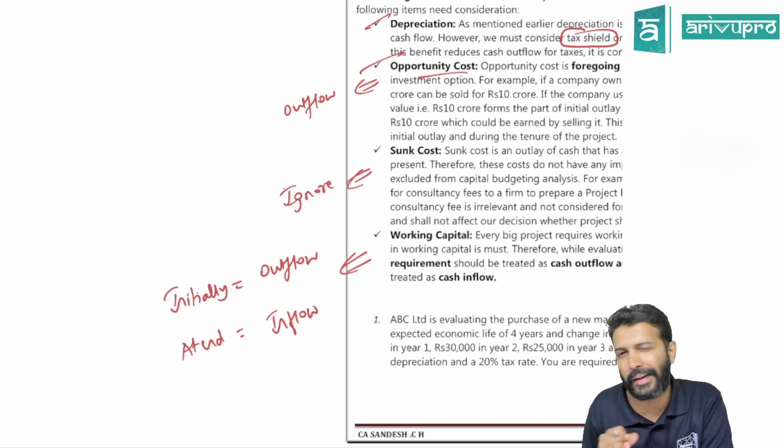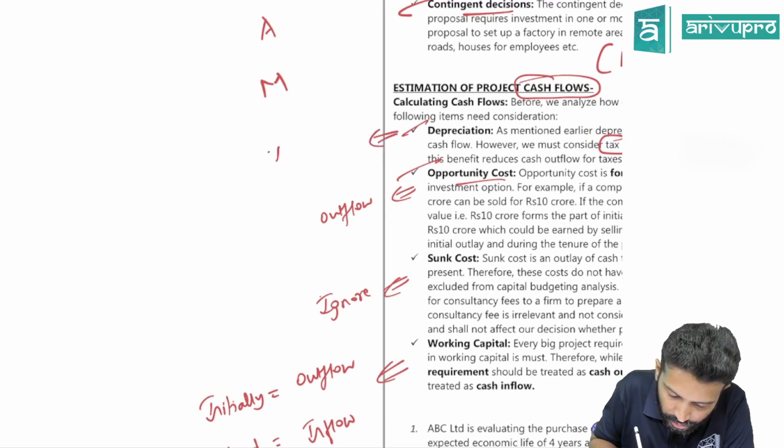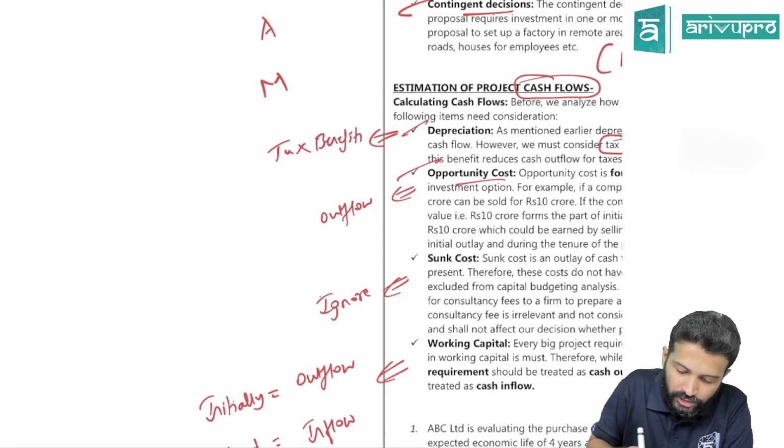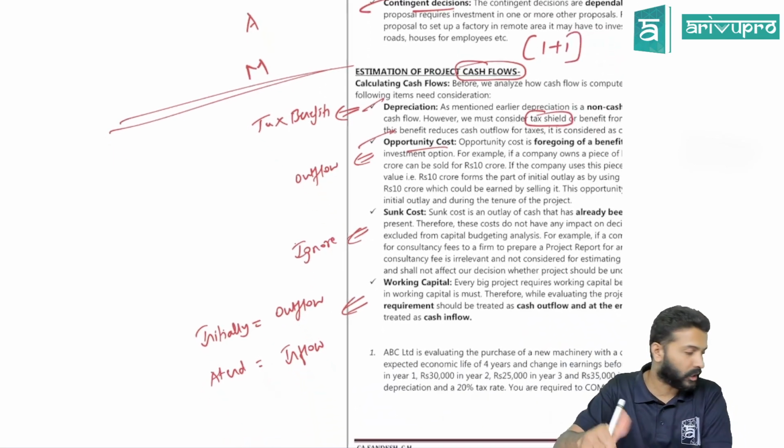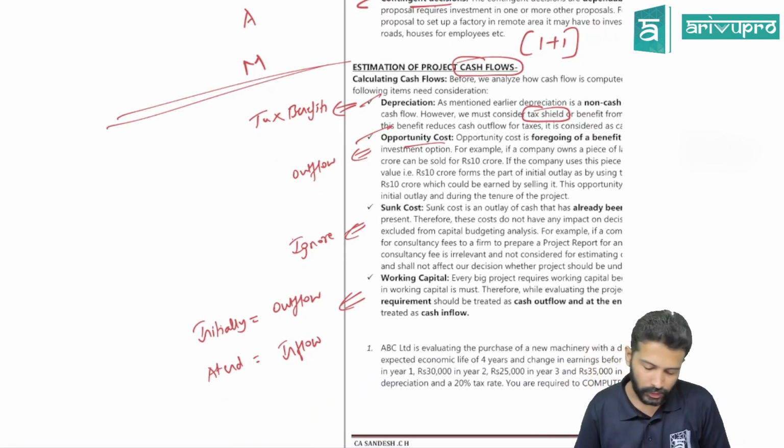For now, if I explain, it will not make much sense. Leave it out. On depreciation, you just need to consider the tax benefits. That's all. So these are the things that you need to do whenever they give this adjustment in the questions. Everything will come. Don't worry.